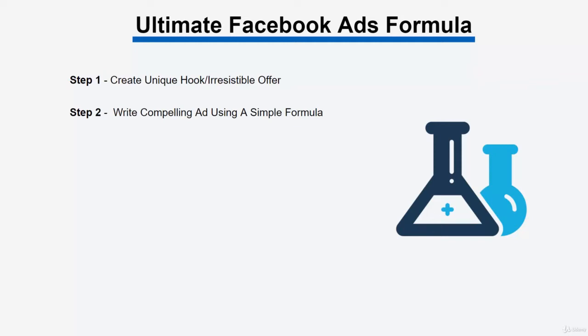And then step 2, this is where we want to write compelling ad copy using a simple formula. And we're going to walk into that in detail in this section here. And then step 3, this is where we want to have eye-catching visual ad creative. So not only do we want a unique hook and irresistible offer, we also want to have compelling ad copy. And then we want to make sure that everything is congruent with our ad, with our offer, with the ad creative. And then step 4, we want to make sure that we're targeting the right audience.